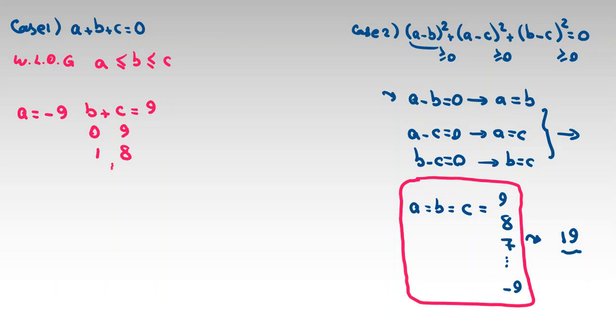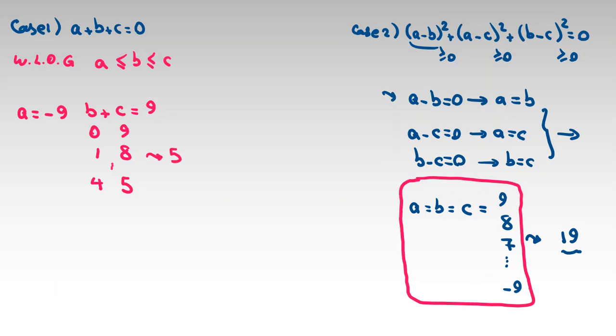2, the last one is 7. Sorry, with 9, it is 5, 4. So how many answers do we have here? 0 to 5. We can say 5 answers. And okay, so 5 answers here.